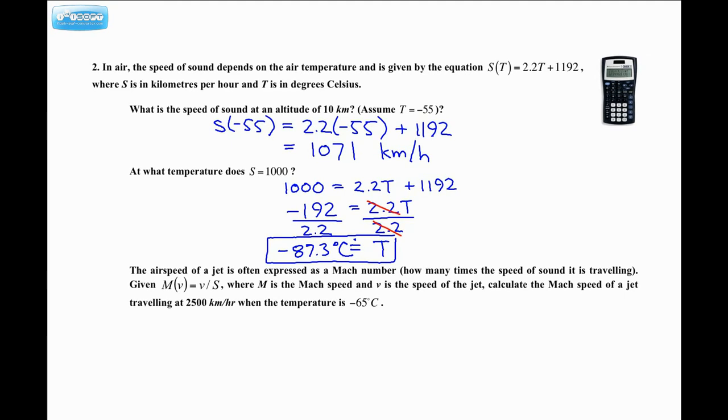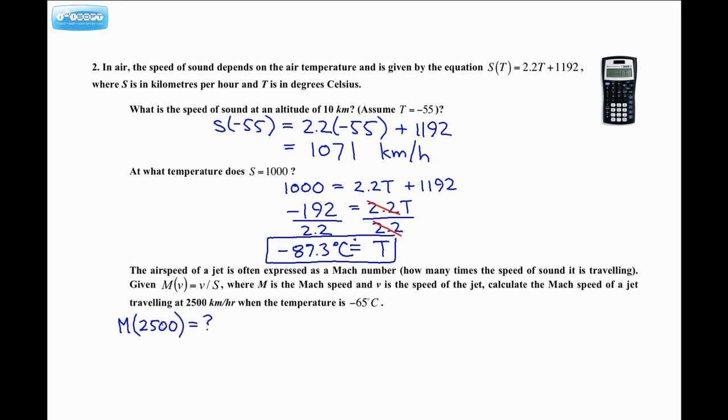The airspeed of a jet is often expressed as a Mach number. What that means is how many times the speed of sound it is traveling. So given that M, M for Mach, M of v equals v divided by S, where M is the Mach speed and v is the speed of the jet, calculate the Mach speed of a jet traveling at 2,500 kilometers per hour when the temperature is negative 65 degrees Celsius. So what they're asking you for is, what is M of, and the velocity they gave you was 2,500. Question mark. That's what we're trying to find.